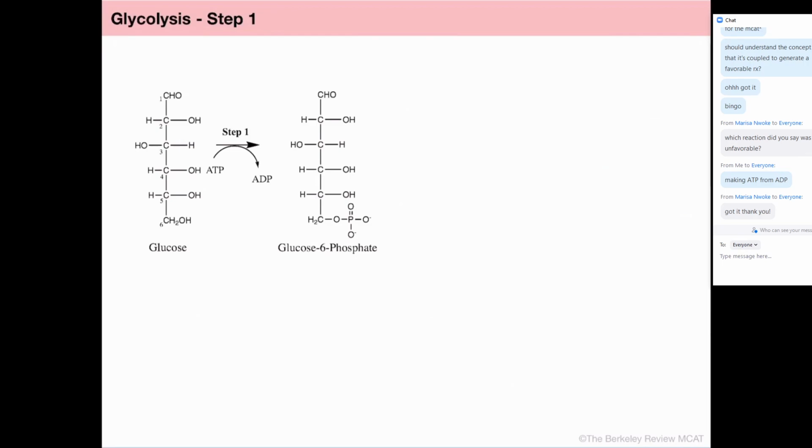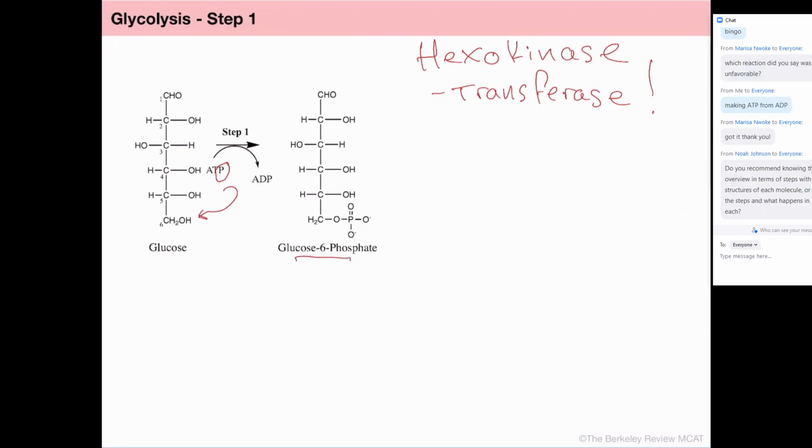for step 1, right, glucose to glucose 6-phosphate, right? What enzyme is this? What enzyme class? This is a transferase, right? The name is, it's a hexokinase specifically. That's what the enzyme is called. Hexokinase is a transferase, right? And a kinase is transferring the terminal phosphate of an ATP, and it's actually attaching it right here onto the 6-carbon of glucose, turning it into glucose 6-phosphate. Okay, so why?